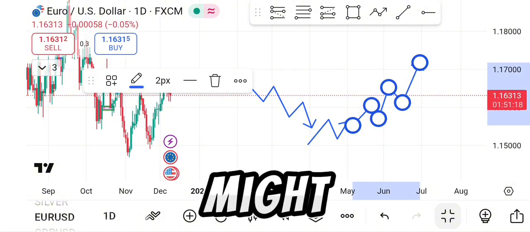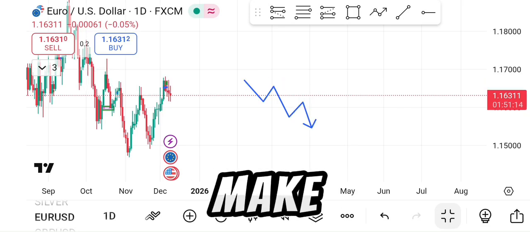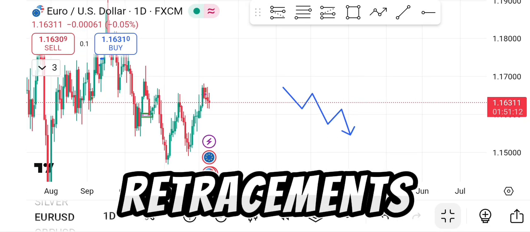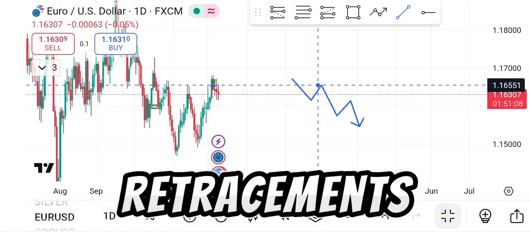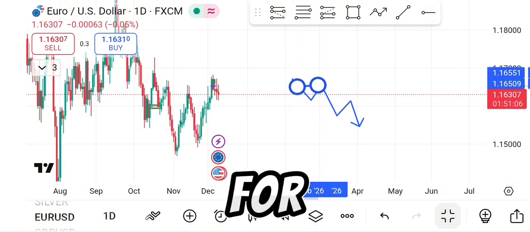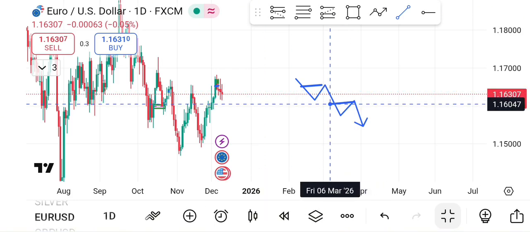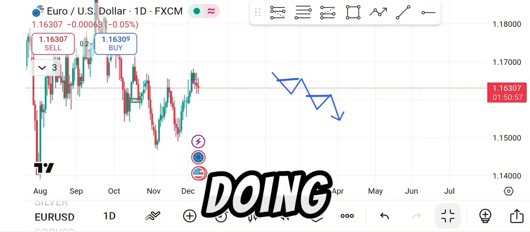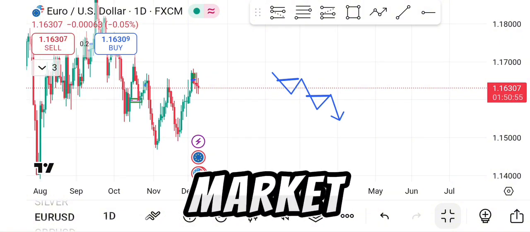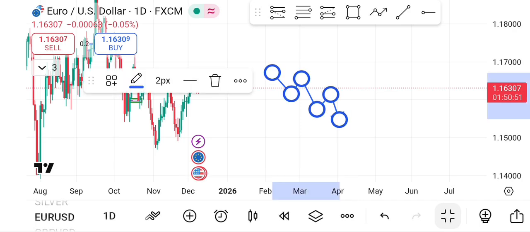And some people might be thinking, why does the market have to make all these retracements that are here? All these retracements, is it necessary for the market to have most of them? All these pullbacks the market is doing, why do we have them in the market? So for you to understand this, let me give you a little example.